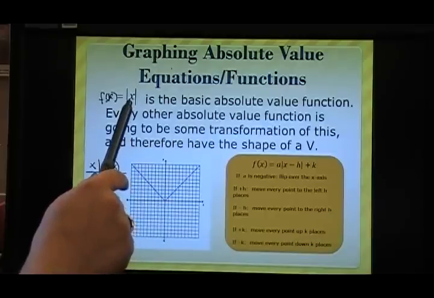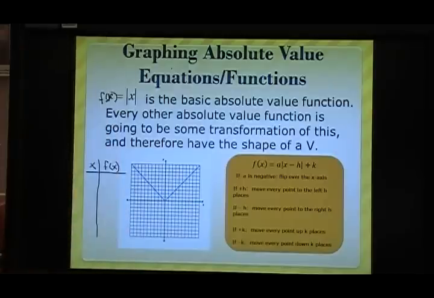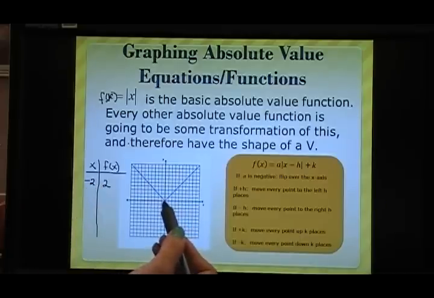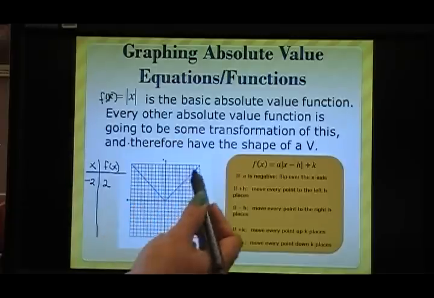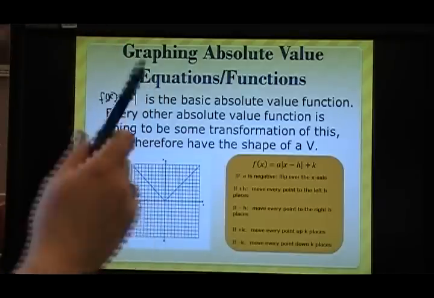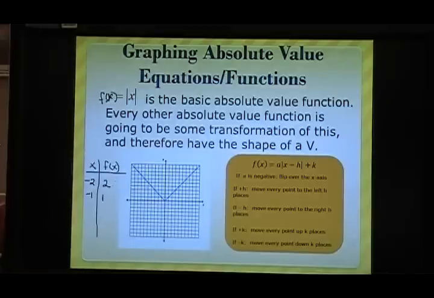If we put, let's say, -2 in for x, the absolute value of -2 is 2. So -2, 2, and we can look on the graph, left 2, up 2, we see -2, 2 is a point on this basic function. If we substitute -1 in for x, the absolute value of -1 is +1. Again, verifying, we do see -1, 1 is a point on the graph.